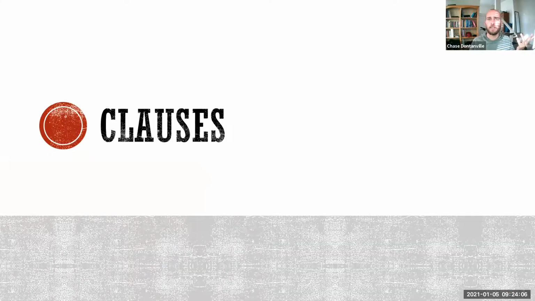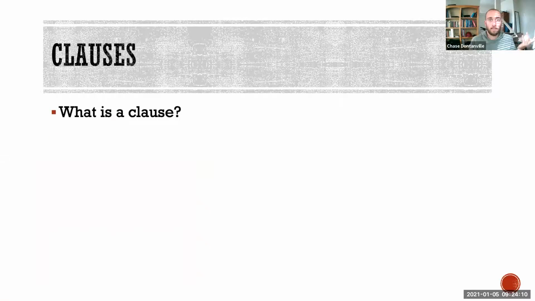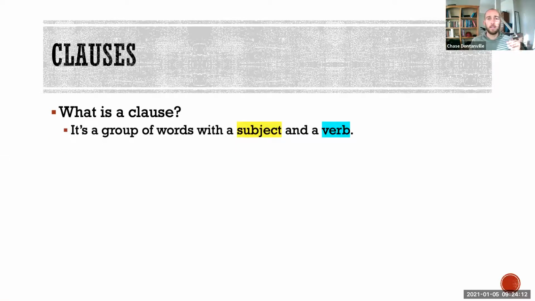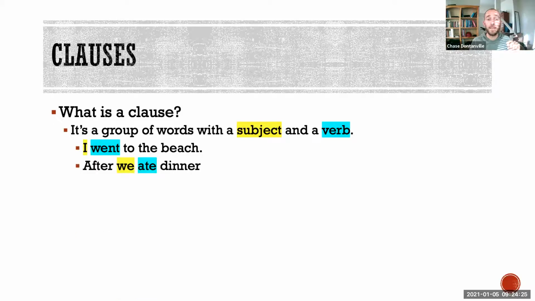So, clauses. Let's start with what is a clause. A clause is a group of words with a subject and a verb. For example, I went to the beach. We have a subject, I, we have a verb, went. It's a clause. After we ate dinner, we subject, ate verb, another clause. When she finished her homework, again, subject she, verb finished. This is a clause.